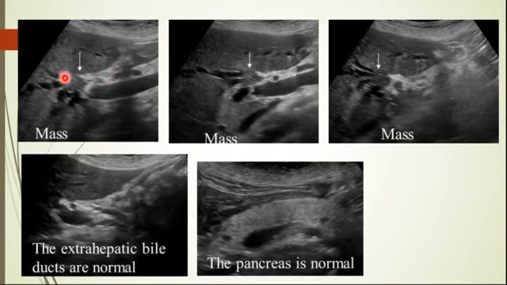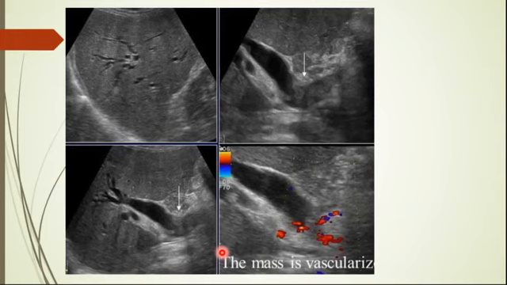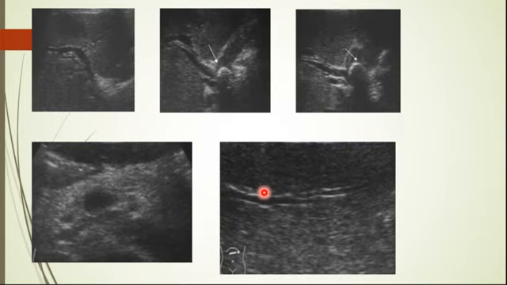This is a mass at the liver hilum, which is called Klatskin tumor. Klatskin tumor causing intrahepatic biliary tree dilatation, while the extrahepatic bile duct is very normal. It's not dilated. It's obstructing the biliary tree at the hilum of the liver. While here, you can see cholangiocarcinoma with vascularized tumor mass in the common bile duct with dilation of intra and extrahepatic biliary tree.